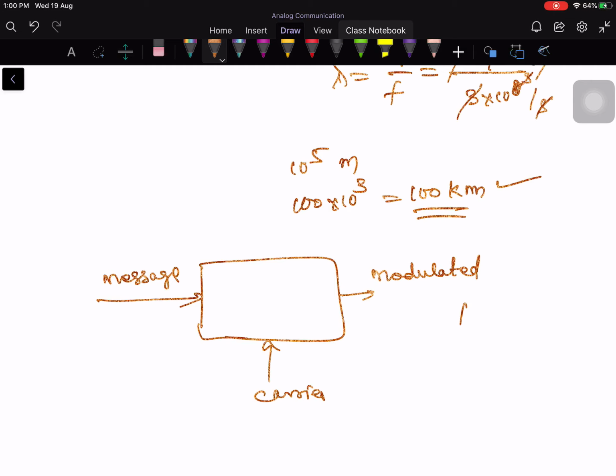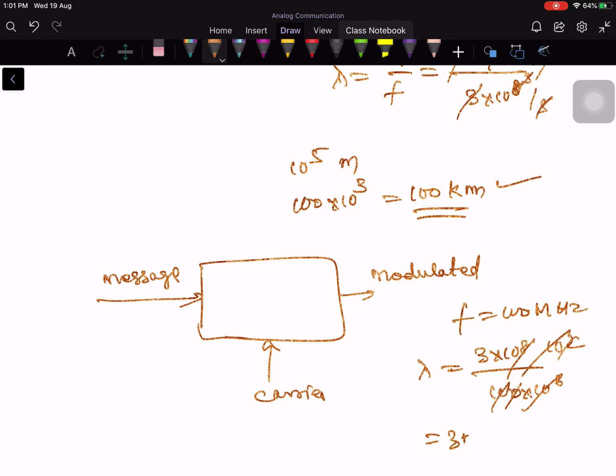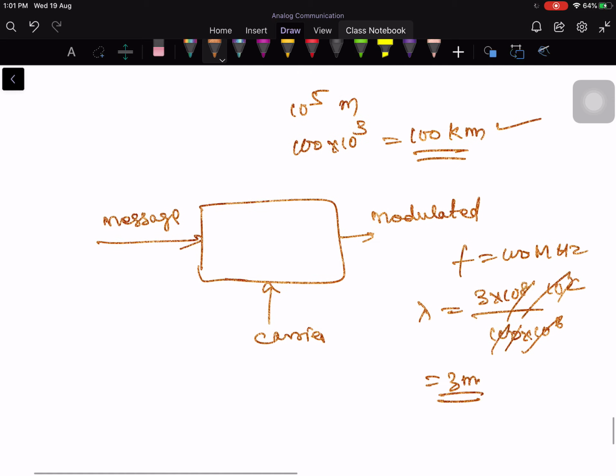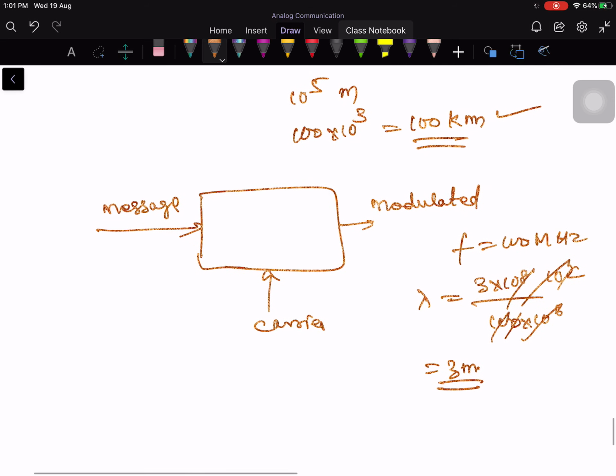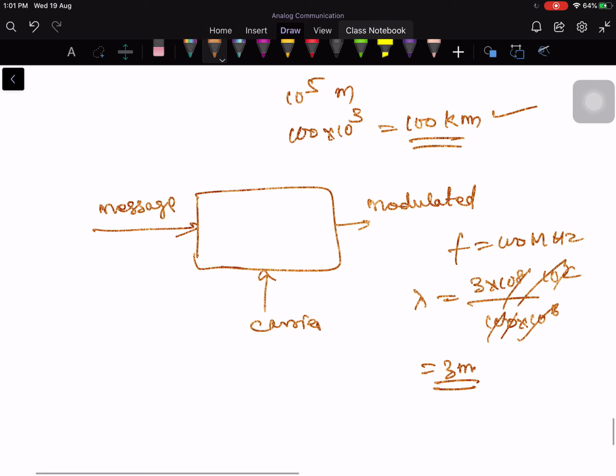For example, if the frequency is some 100 megahertz, then your wavelength is equal to 3 times 10 to the power 8 divided by 100 times 10 to the power 6. Then this is going to be 10 to the power 2, and this and that will get cancelled. So it is 3 meters. It is of the order of 3 meters. So designing an antenna of 3 meters in length is not a problem at all.